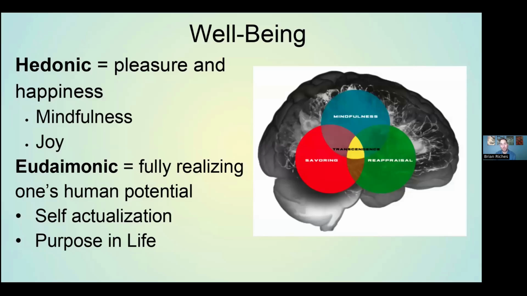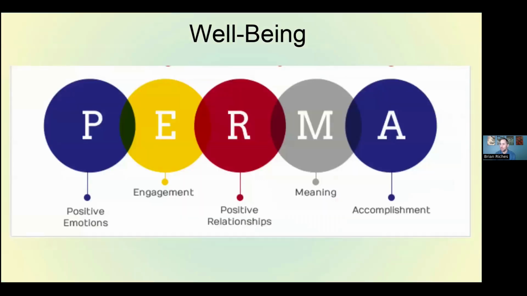So let's jump into well-being and the PERMA model specifically. Again, hedonic well-being is those short-term things like feeling a sense of mindfulness, feeling a sense of joy, versus eudaimonic, which is more that you're doing what you think you should be doing. You're realizing your potential. You feel self-actualized. You have a purpose in life and you're working towards that. So this is well-being. This is the model that is currently used. PERMA stands for positive emotions, engagement, positive relationships, meaning, and accomplishment.